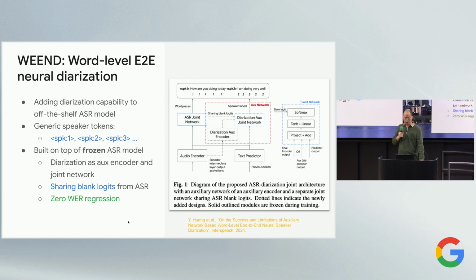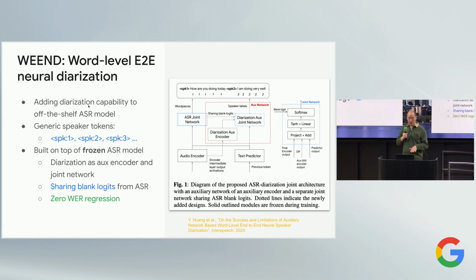We later introduced word-level end-to-end neural diarization, or WEND. This is trying to solve a slightly different problem. We are not trying to build a diarization model here. Instead, we are trying to add diarization capability to any existing, off-the-shelf ASR model. This is a huge difference.